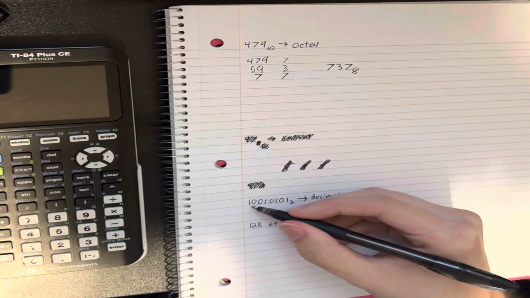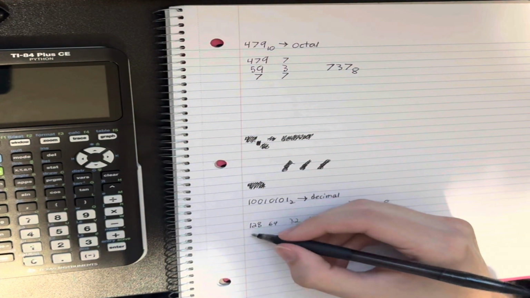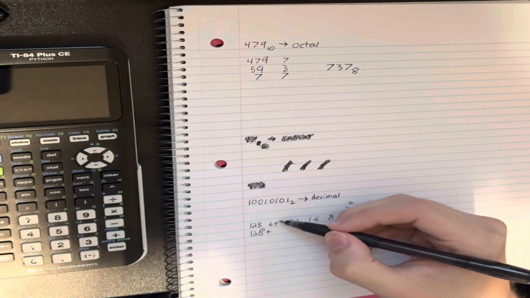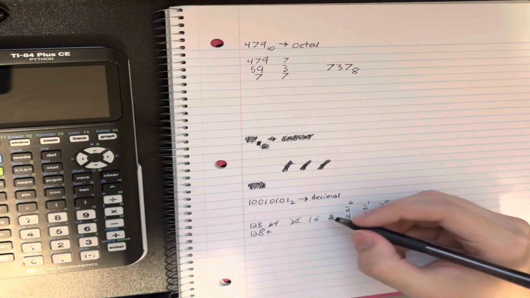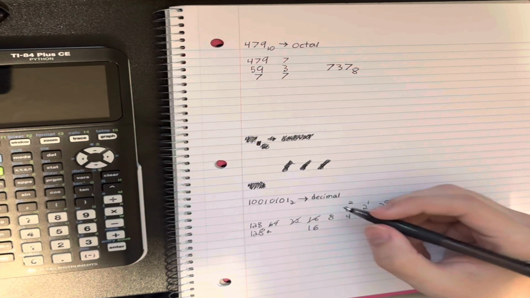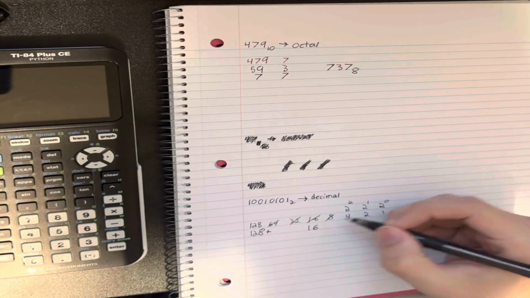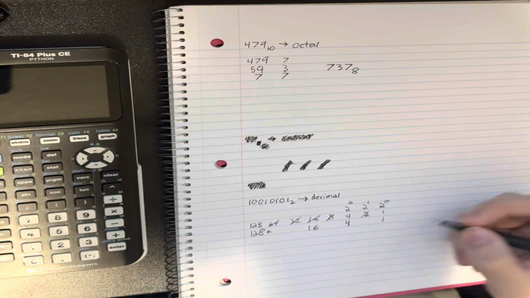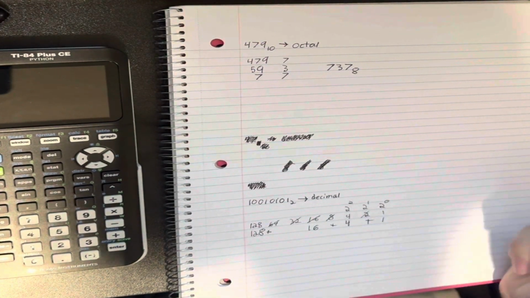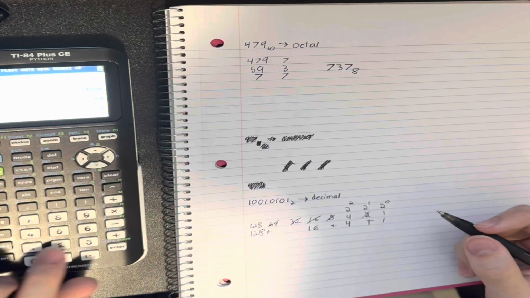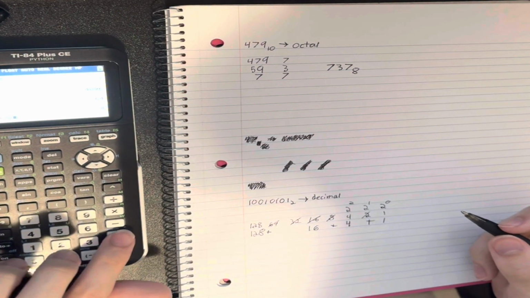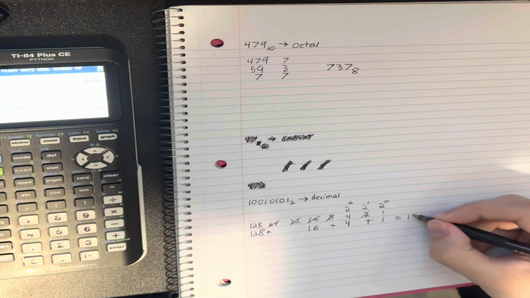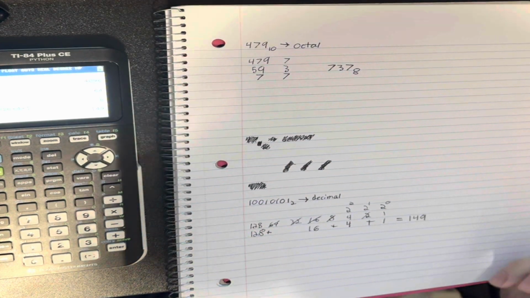Okay, so we have a 128. So 128 plus, we don't have a 64. We don't have a 32. We have a 16. We don't have an 8. We have a 4. We don't have a 2, and we have a 1. So you can add these all up. That's going to equal 149.